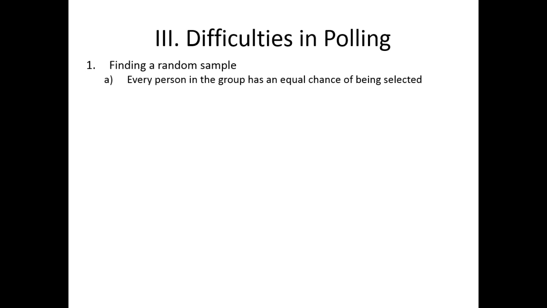So it's really hard to actually get a random sample. Every person in the group has to have an equal chance of being selected. So if you're looking at something over a really large period or a large group of people, you really have to try to get everybody to be in that position. Most political polling is completed by phone. So what's the problem there?